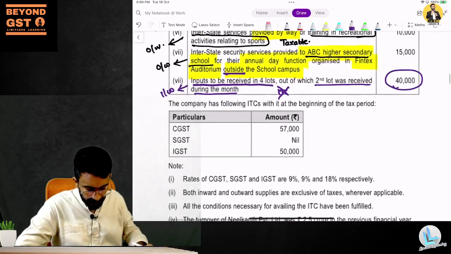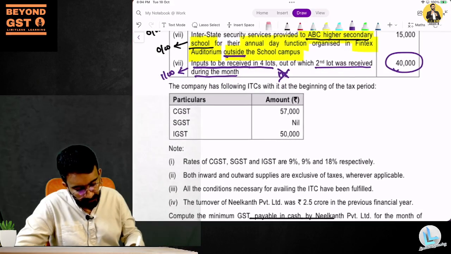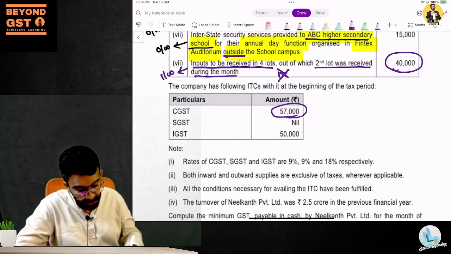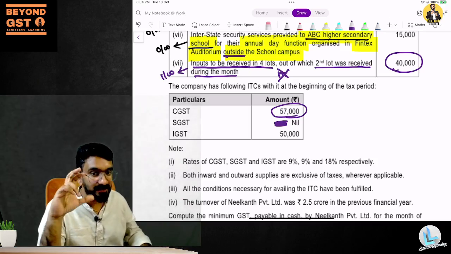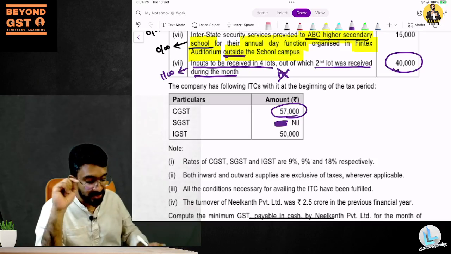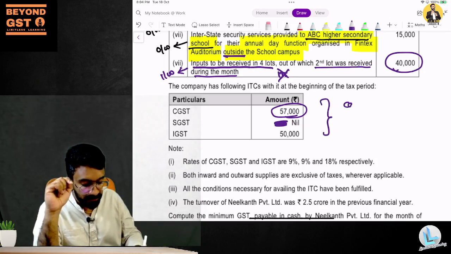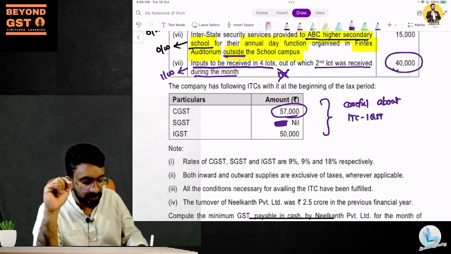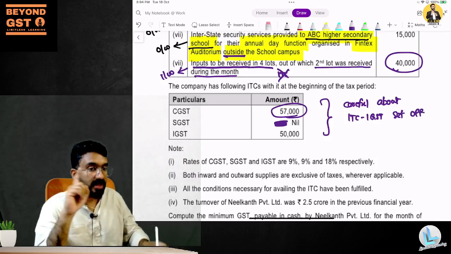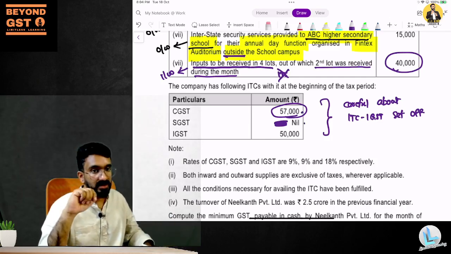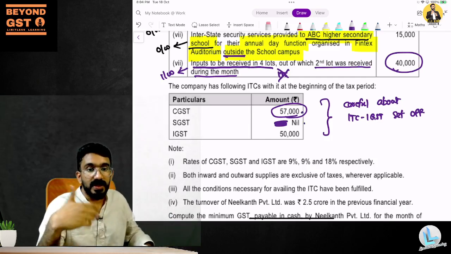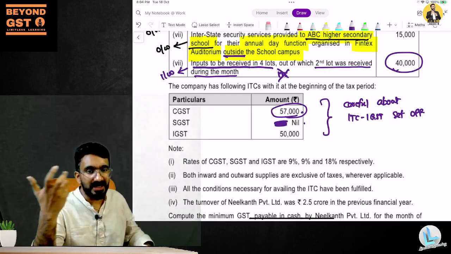Then you should prepare. The company has the following ITC at the beginning of the tax period. There's an opening credit of CGST. There's no opening credit of SGST. Whenever there is no opening credit for one of these, CGST or SGST, it means that you should be careful about ITC of IGST set off. You should be very careful about IGST set off here because you have this nil, so you might have some benefits to use your turnover limit in some way or the other.